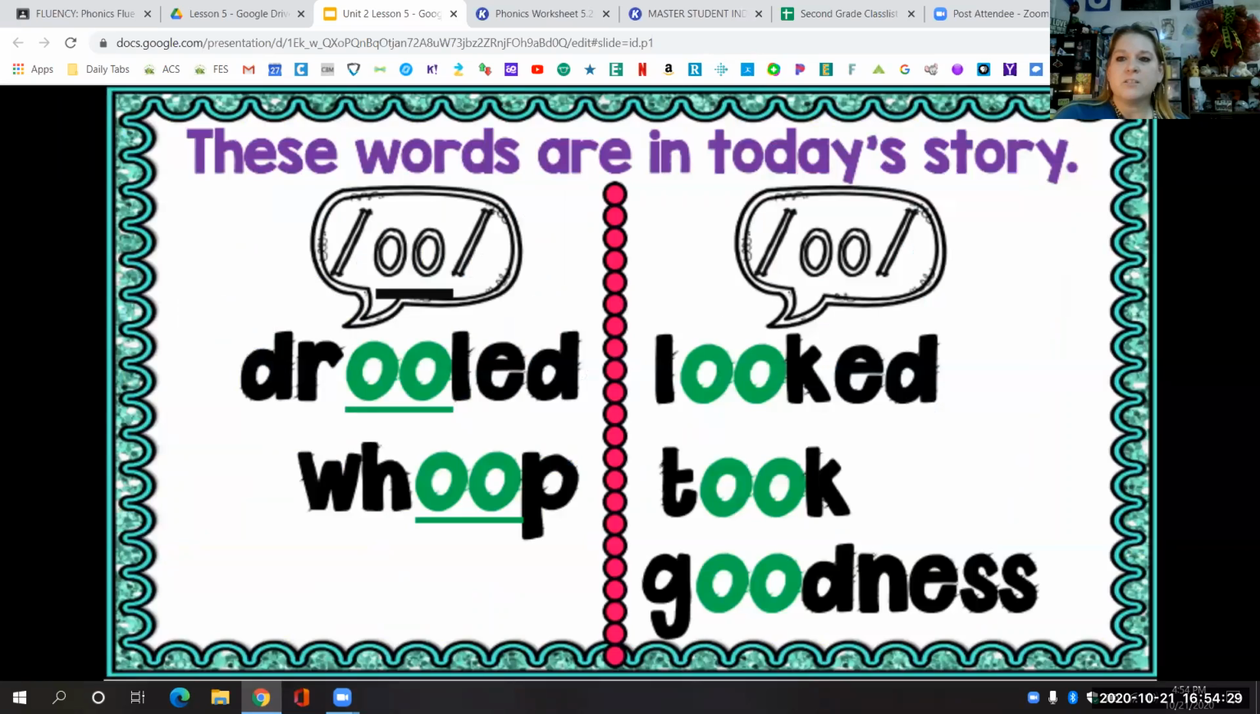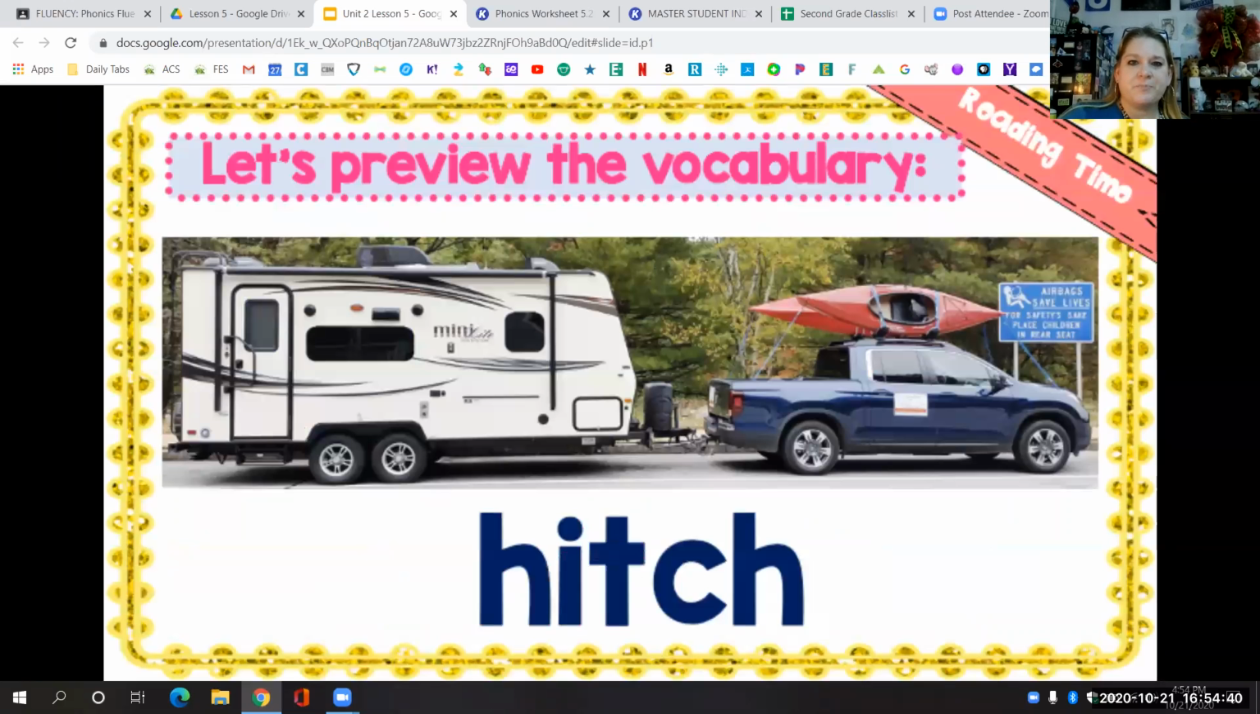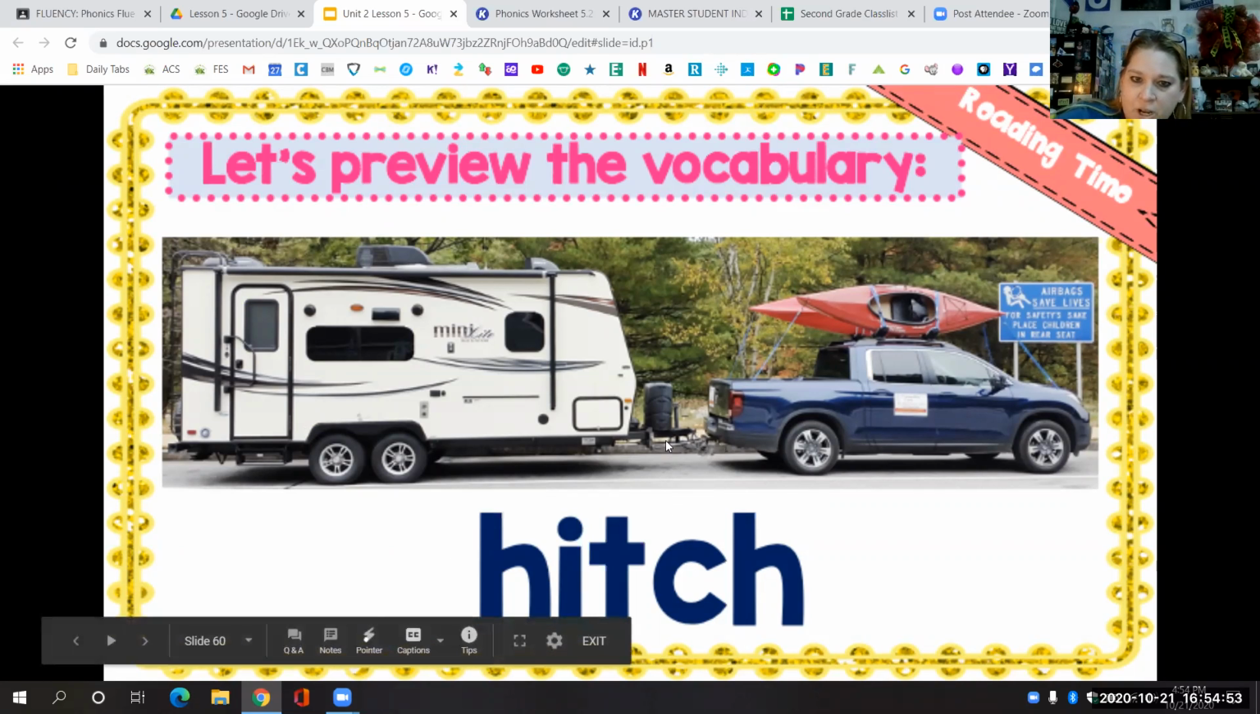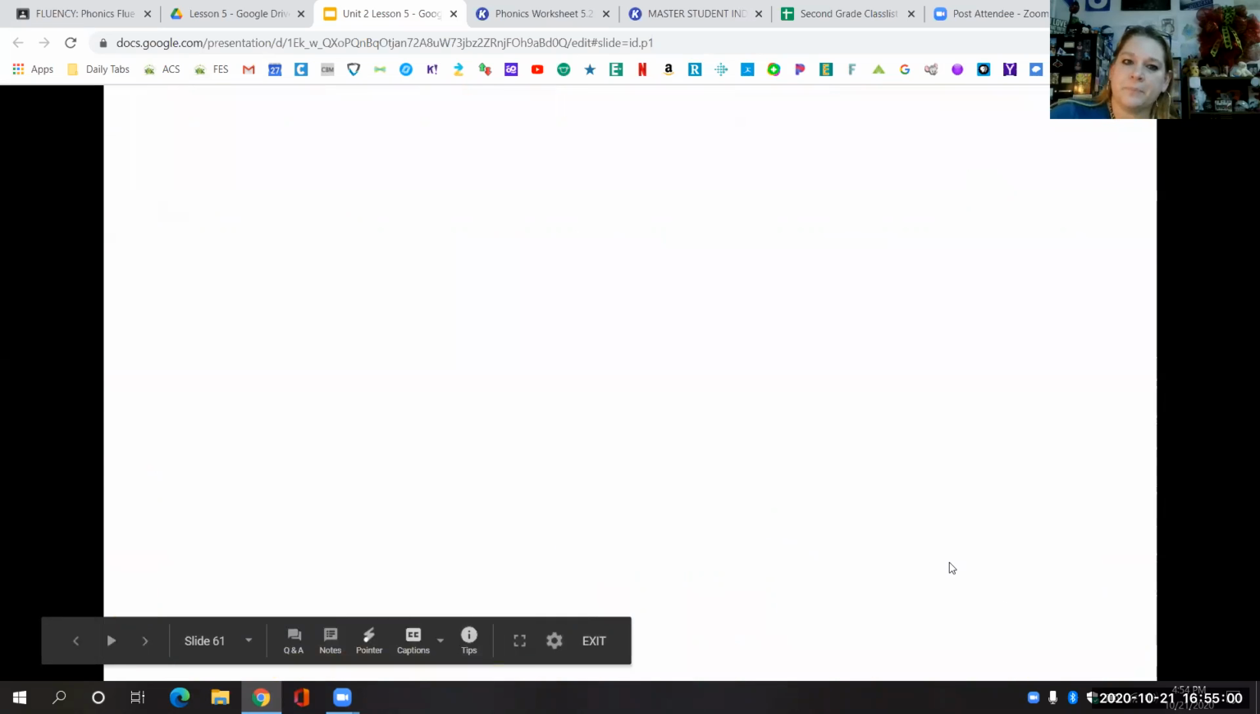But remember, here are some words that we are going to have in our story today. Drooled, whoop, looked, took, and goodness. Here is a word that you're going to see in our story today that you may not know. It's the word hitch, and it means to lift up slightly. Like there is a hitch on the back of this truck that helps hold this trailer up. And the hitch is what keeps it lifted slightly.